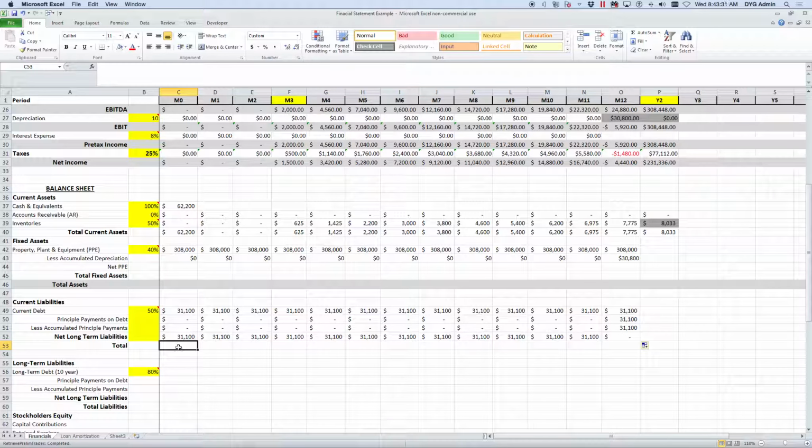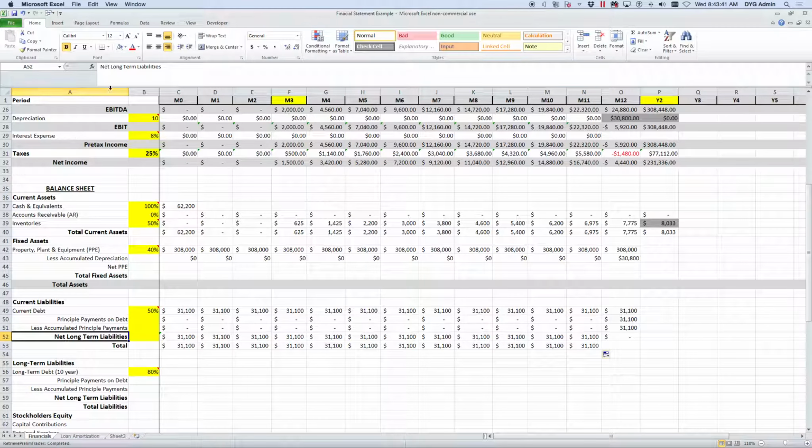And so, of course, the total current liabilities are just the long-term, or the net. It shouldn't be long-term. Why does that say that? Short-term debt.